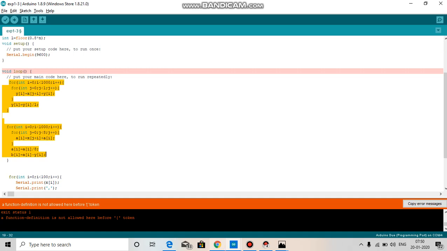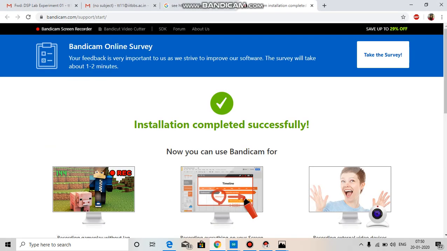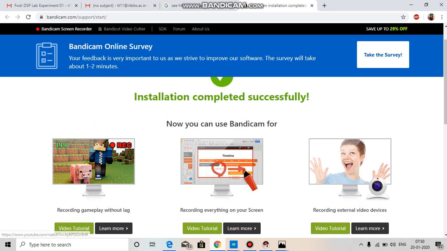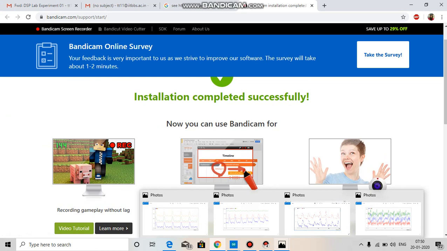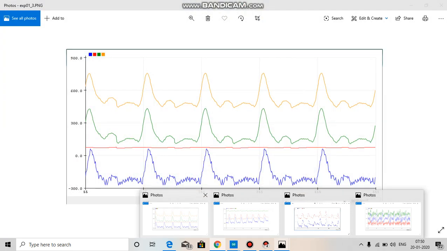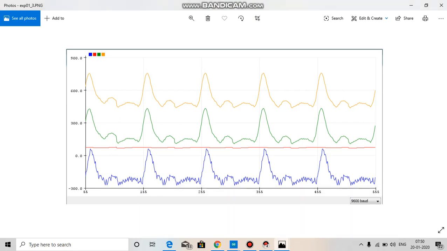And now let's see the plot. This is the plot for the central difference, the 3-point central difference derivative filter.